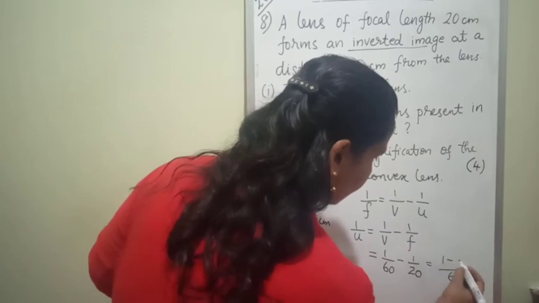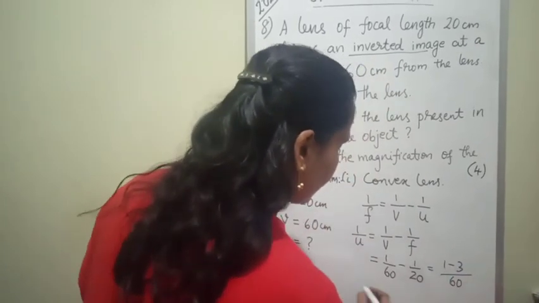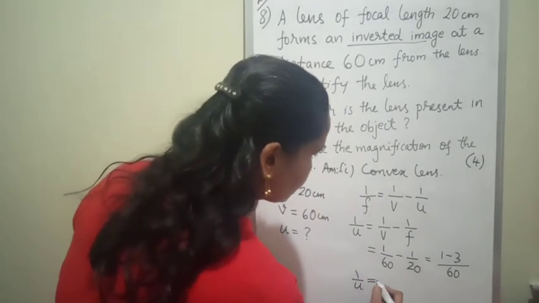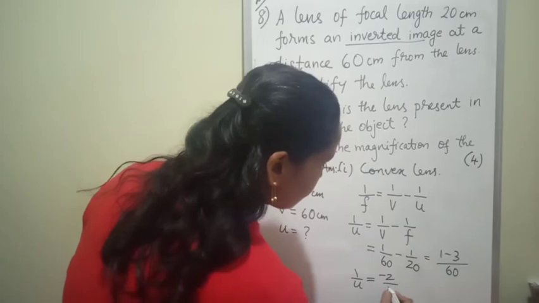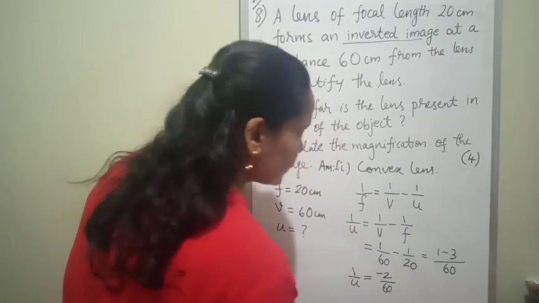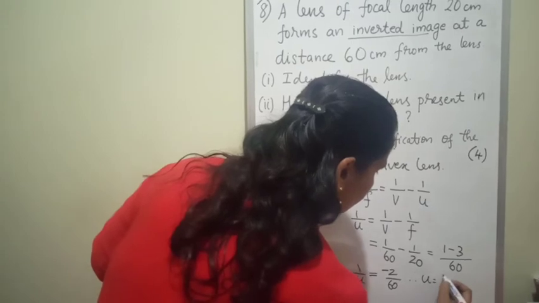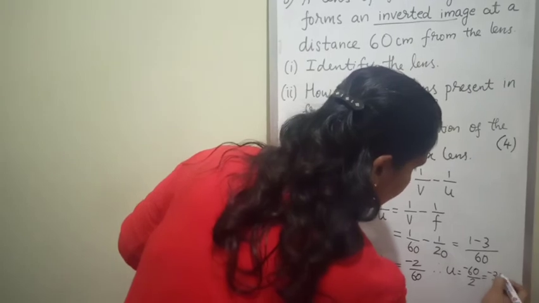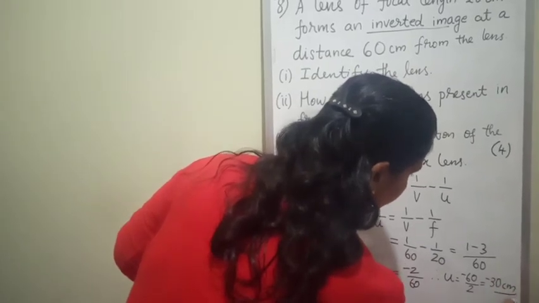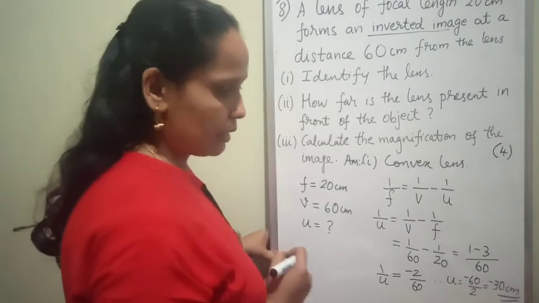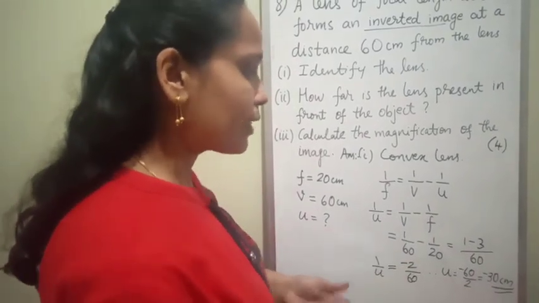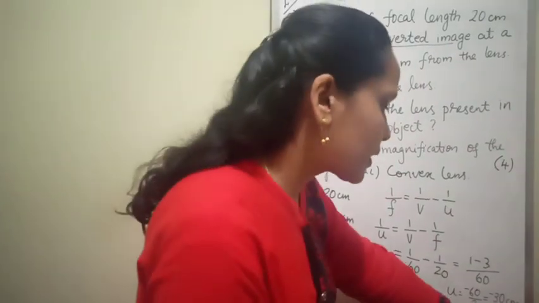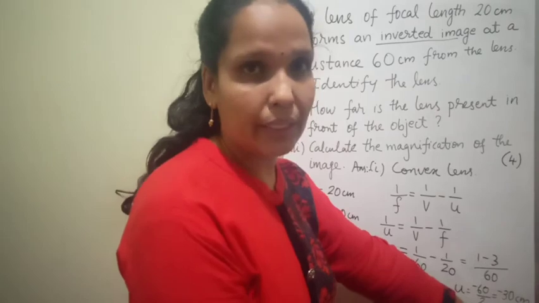So here 1 minus 3 by 60 you get. Therefore 1 by u is equal to minus 2 by 60. Therefore u is equal to minus 60 by 2. We get it as minus 30 centimeter. Okay, minus 30 centimeter. Okay, this is the answer. We get 2 marks for this. 1 mark for the correct substitution and the other mark for the correct answer with unit.